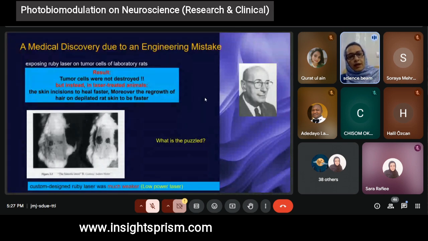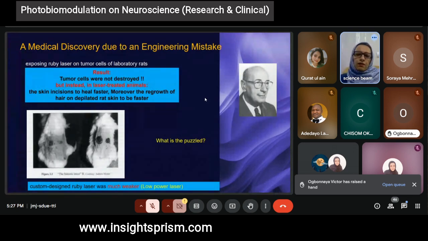He tried to use some kind of laser to operate on a cellular tumor that he had attached to the rats. As you have seen, the left rat was given the laser beam, but the right rat was not. After some sessions, he found the tumors were not destroyed. Actually, in the laser-treated animals, as you have seen, the wound of the skin is healing, and moreover the hair applied on the rat skin was growing.